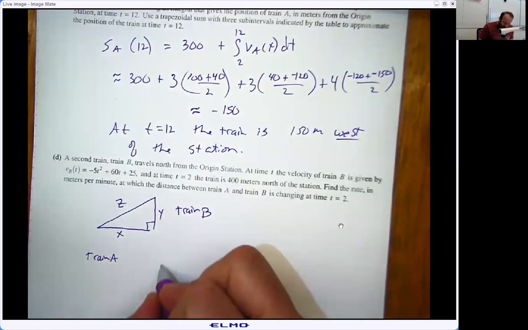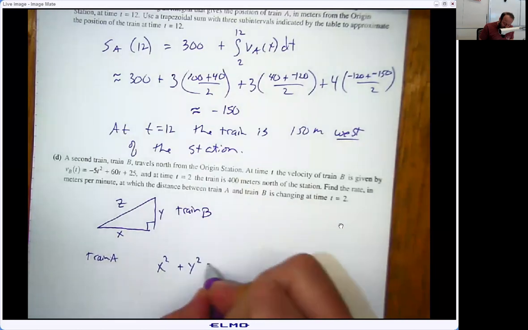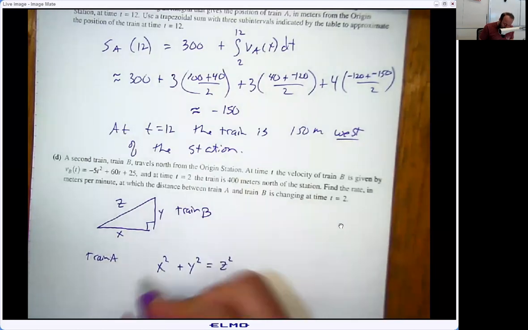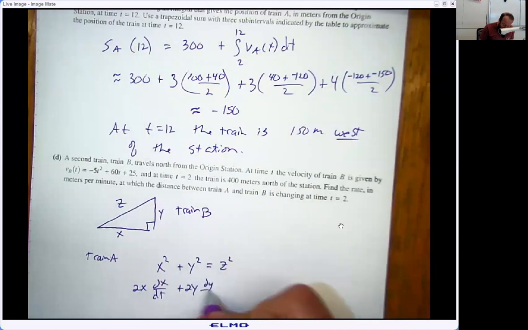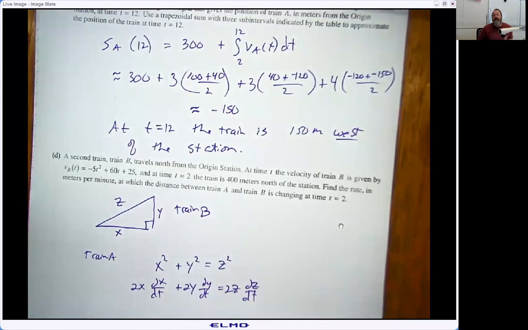And so let's see. We know that x squared plus y squared is z squared. And so I'm going to do a little implicit derivative, which is 2x dx/dt plus 2y dy/dt is 2z dz/dt, which of course that's silly. We've got all these 2's in there, so why don't we divide everybody by 2?